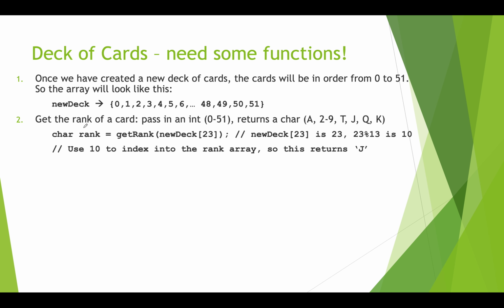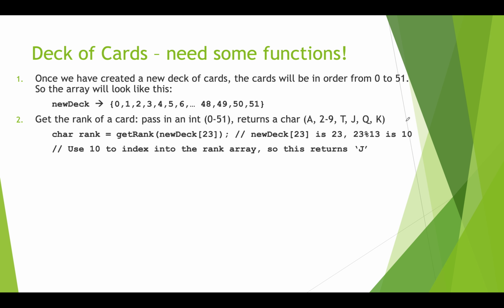If we want to get the rank of a card, we're going to pass it in as an int. So we might do something like char rank. So this is going to store the rank. We're going to call get rank. We're going to pass in our array with an index. So what this is really doing is it's saying go to the array, get whatever number is at 23, and pass it to get rank. So get rank actually takes an integer. So in our current deck, at index 23, we have the number 23. 23 mod 13 is 10, and then we use 10 to index into that char array, and so this would return J.